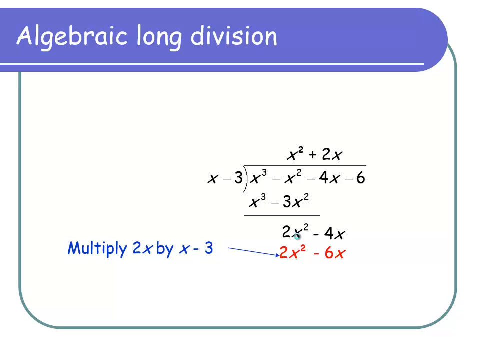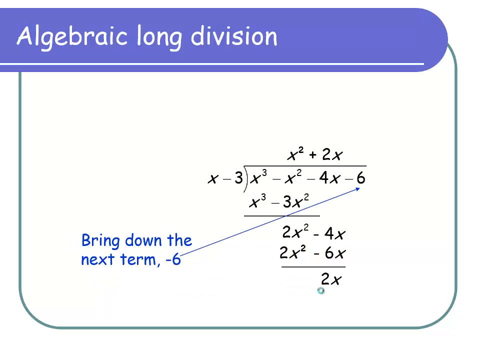And so then I subtract this answer here from the 2x squared minus 4x. And so that would give me, 2x squared always gives me 0. Negative 4x minus negative 6x is actually plus 6x. So negative 4x plus 6x gives me 2x. And then I bring down the final term of minus 6, and I divide my linear factor into that.